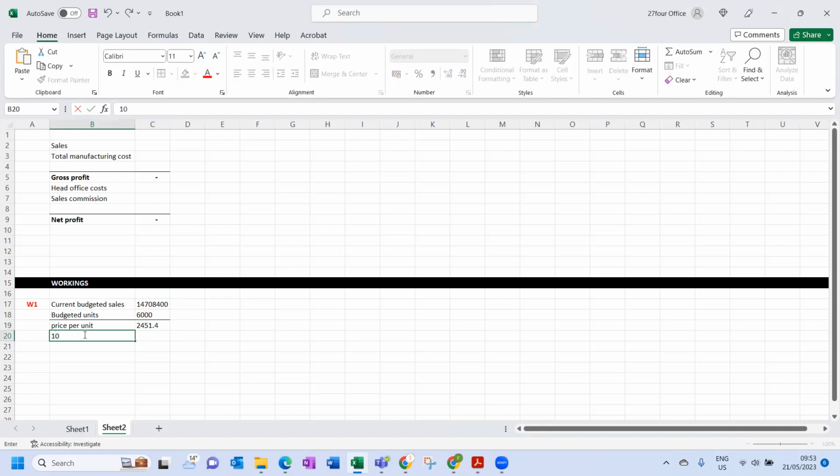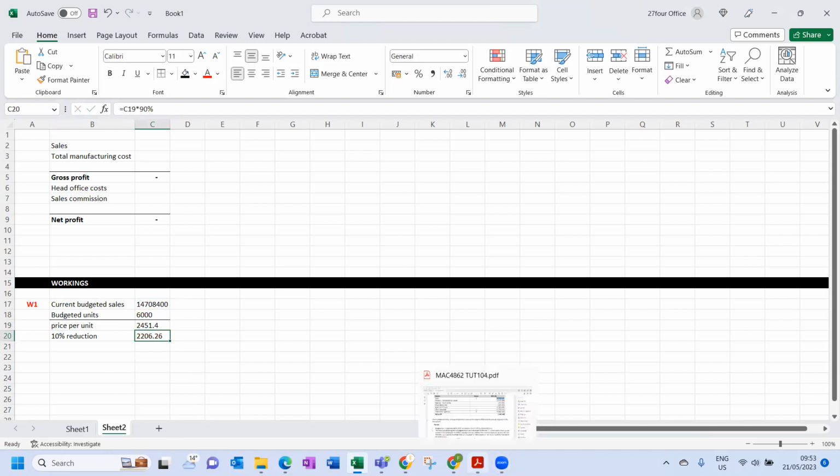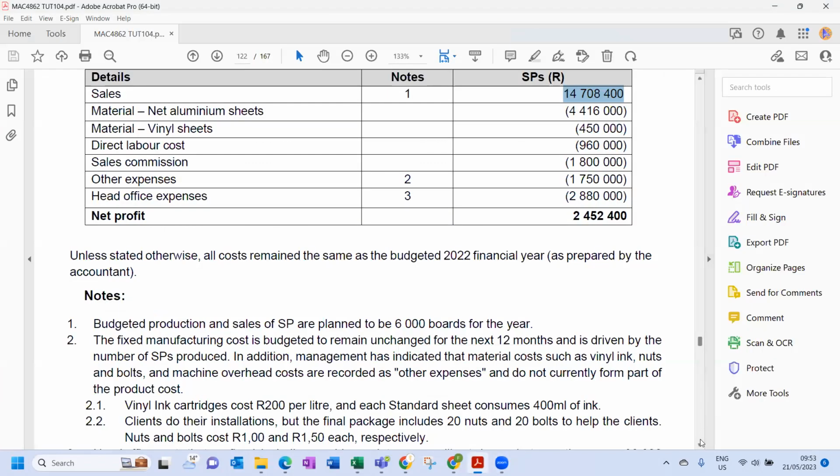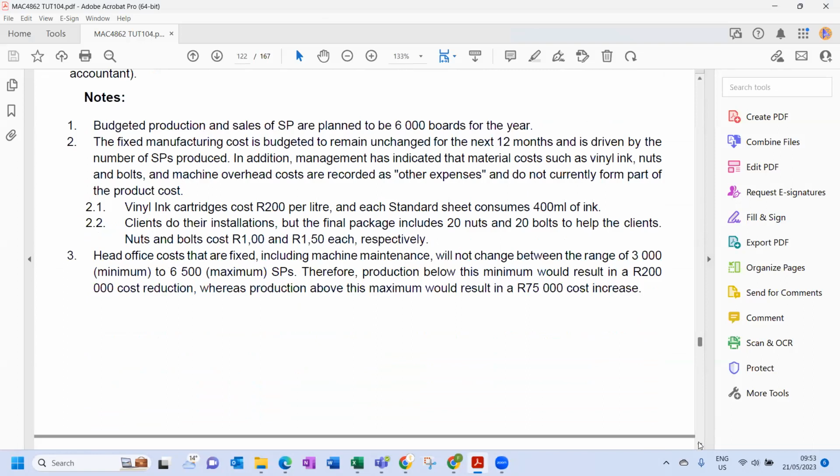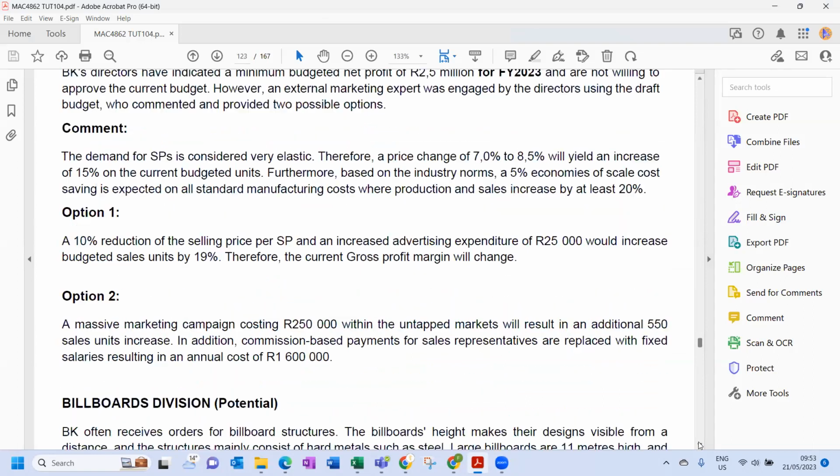So a 10% reduction would be equal to that times 90%. So my selling price is 2206. That is what I said: reduce the price by 10%.